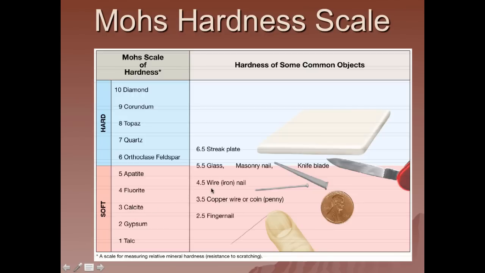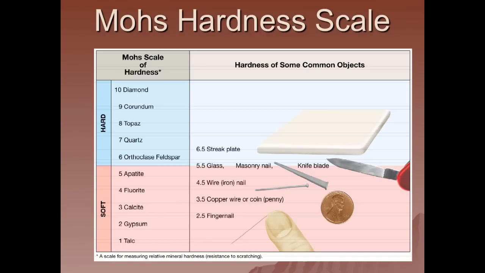Taking an iron nail, that has a hardness of 4.5, so if it does not get scratched by a penny, but it does get scratched by an iron nail, that must mean its hardness is 4, so it would be fluorite. Taking a knife blade or a filing board or even a piece of glass, that all has a hardness of 5.5.